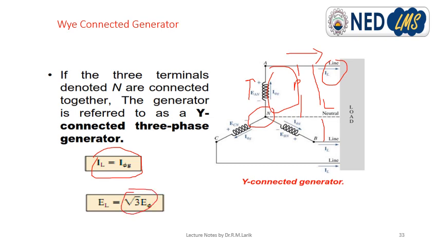See, this voltage is bigger. The line voltage is greater than the phase voltage, that is, it is root 3 times the phase voltage. The line voltage is greater in magnitude in a star connection, and it is root 3 times the phase voltage.